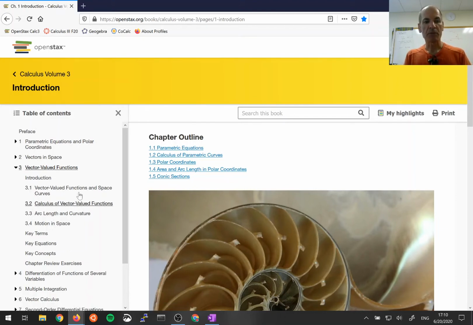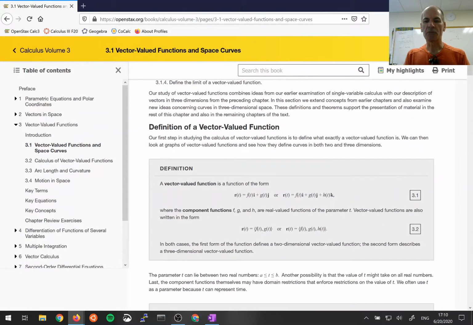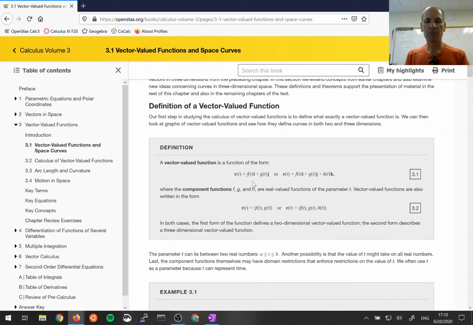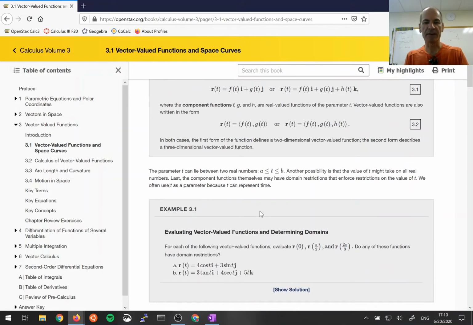All right, so we're in Chapter 3 now, Vector Valued Functions, and we're talking about the introductory section. The notation's relatively straightforward. In 2 dimensions, you just have an ordinary function f of t times i plus another ordinary function g of t times j. In 3 dimensions, there's a k component, and we'll typically call that h. We might also write it in this vector form, f of t comma g of t. So that's pretty much that.